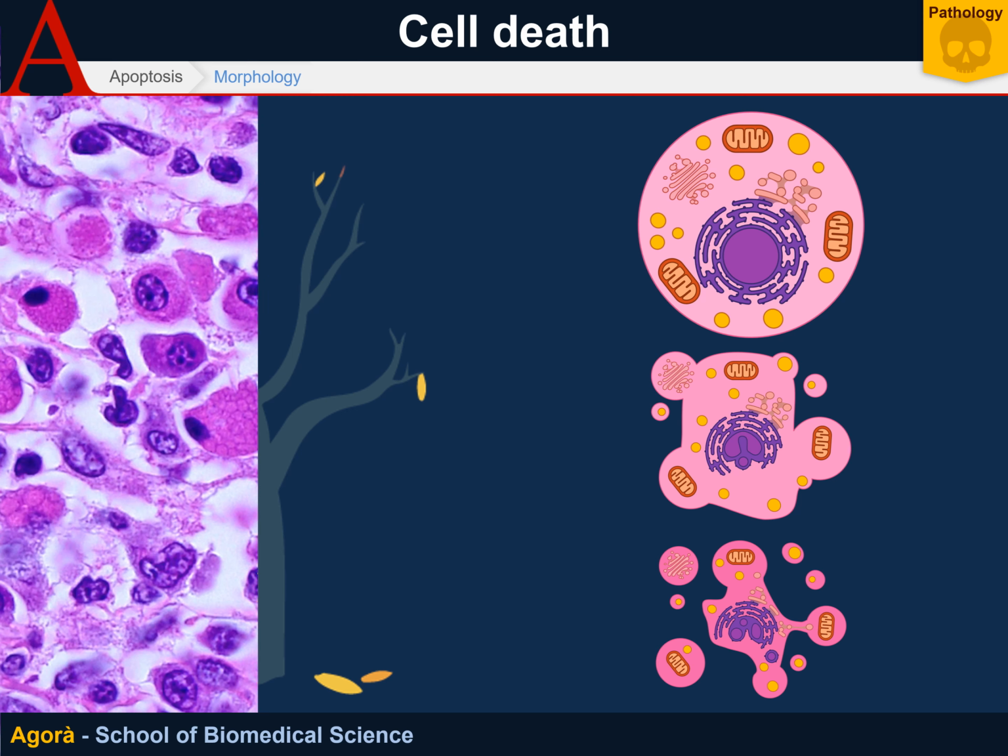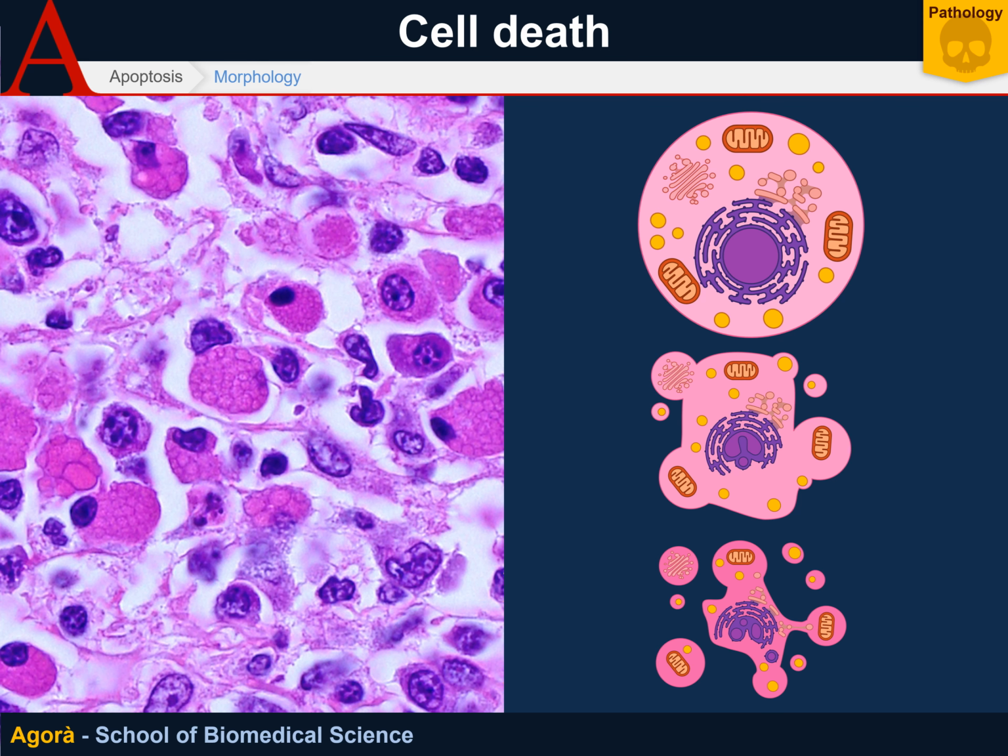Under the optical microscope, we can see that the apoptotic cell tends to be much more eosinophilic but remains gathered and doesn't spread. We can also observe karyolysis.